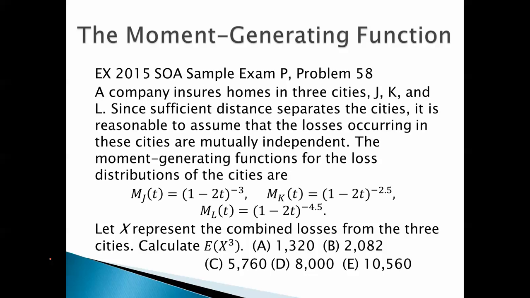So this is from the 2015 SOA Sample Exam P, problem 58. Company insures homes in 3 cities, J, K, and L. Since sufficient distance separates the cities, it is reasonable to assume that the losses occurring in these cities are mutually independent. The moment generating functions for the loss distributions of the cities are m sub j of t equals (1 minus 2t) to the negative 3, m sub k of t equals (1 minus 2t) to the negative 2.5, and m sub l of t equals (1 minus 2t) to the negative 4.5. Let x represent the combined losses from the 3 cities. Calculate the expected value of x cubed.